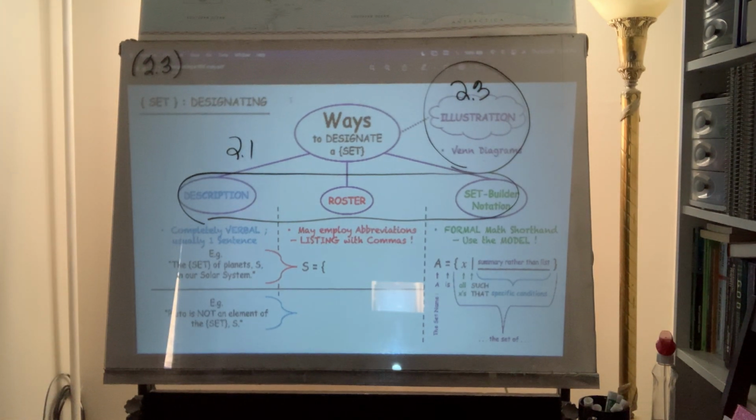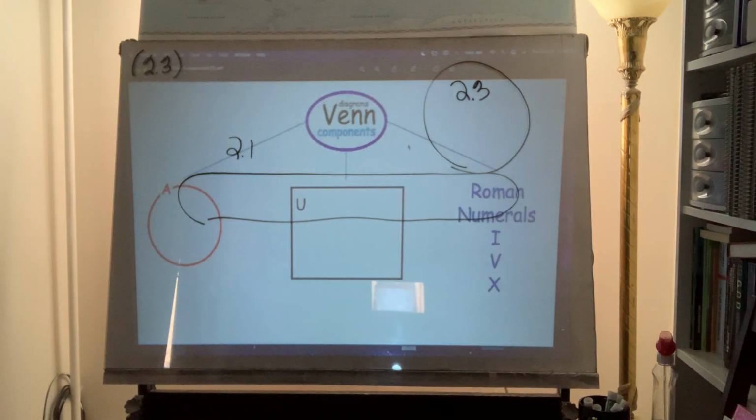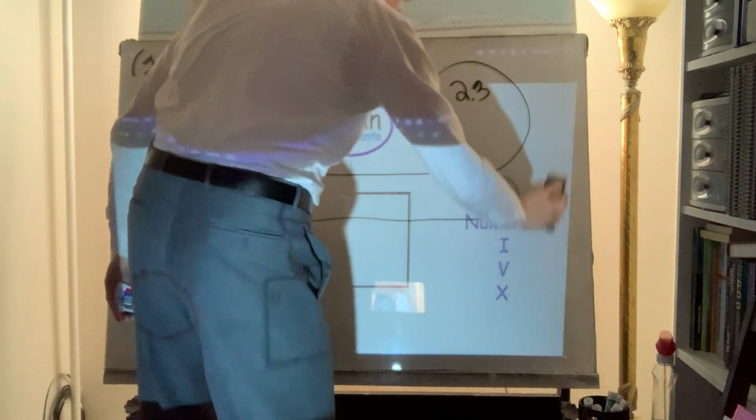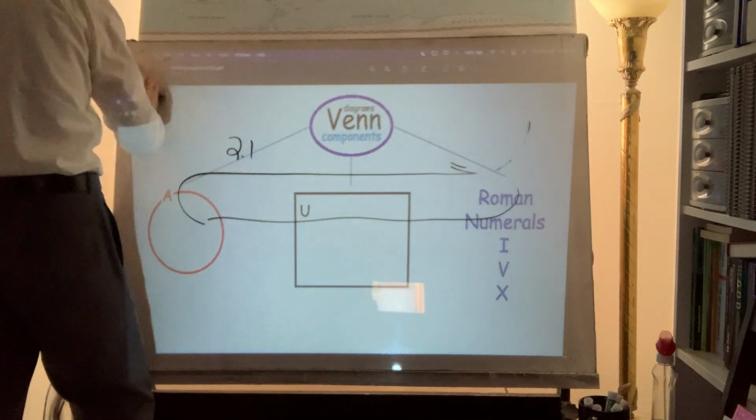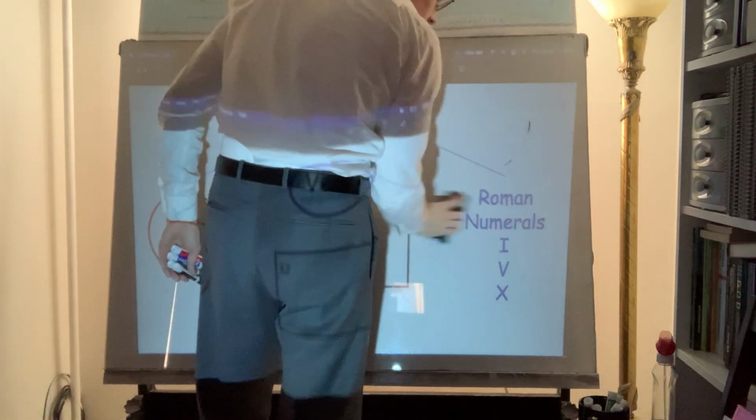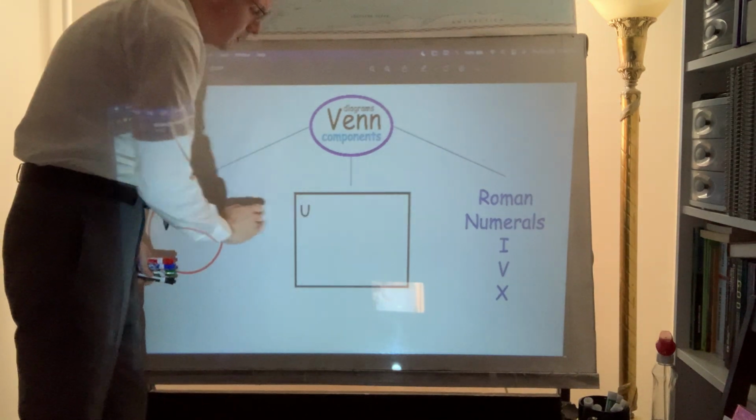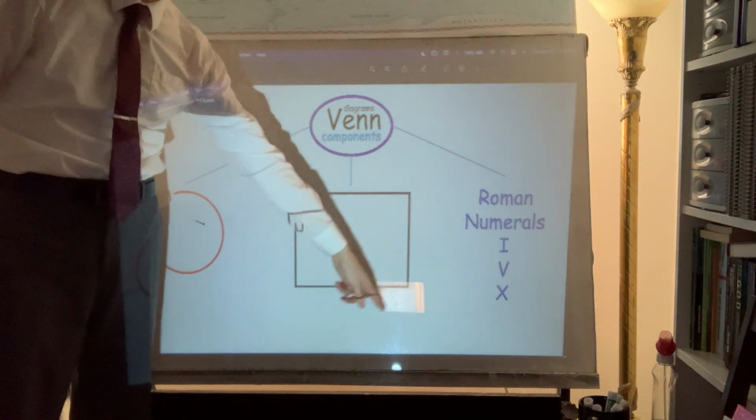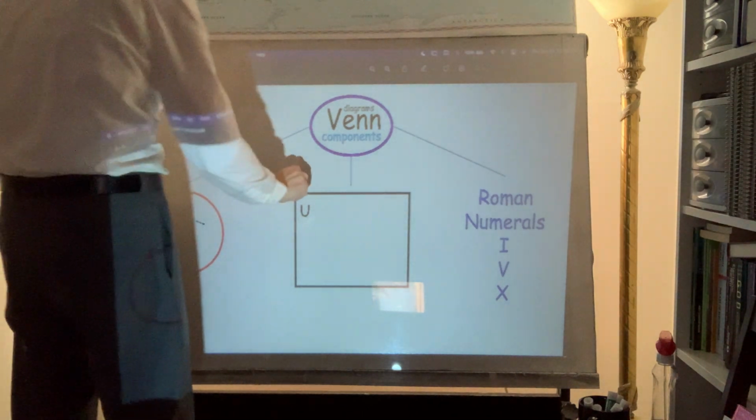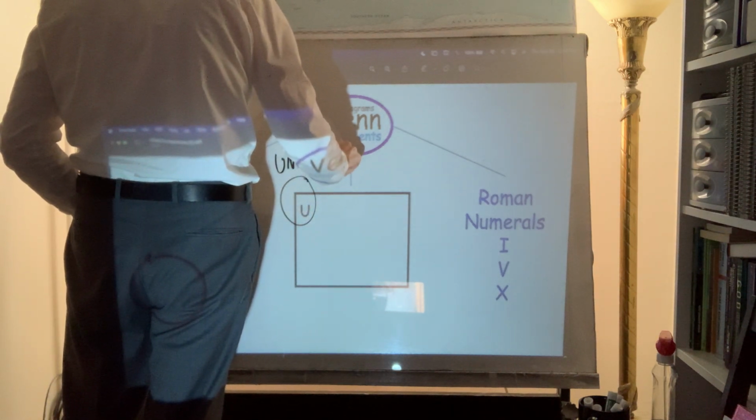It's the old slide here. That's what this is all about. Venn diagrams, a fourth means of designating a set, consist of these parts. To construct a Venn diagram, you would need, firstly, a rectangle, which is usually labeled U up in the corner. This U that you see here stands for universal set.